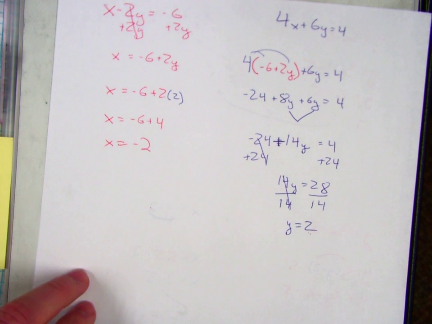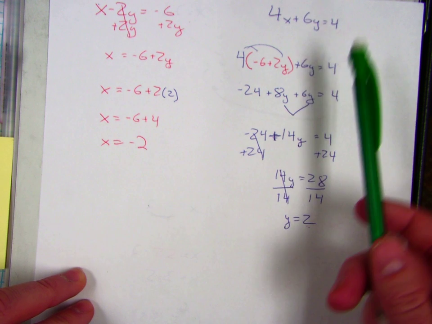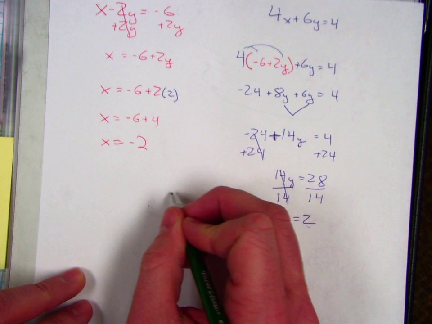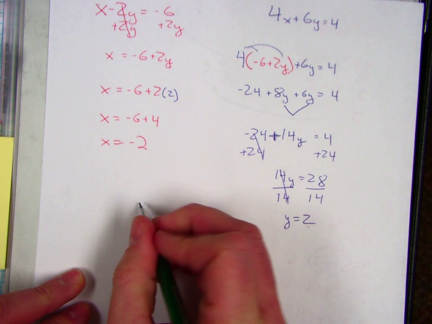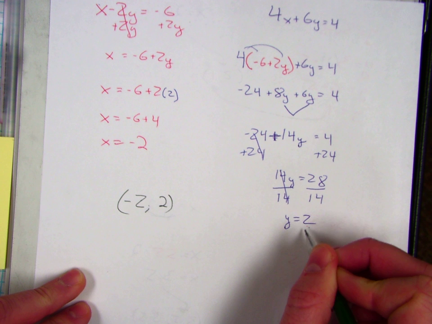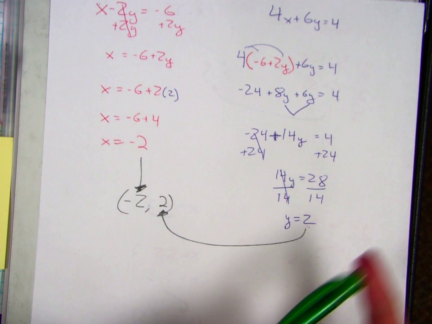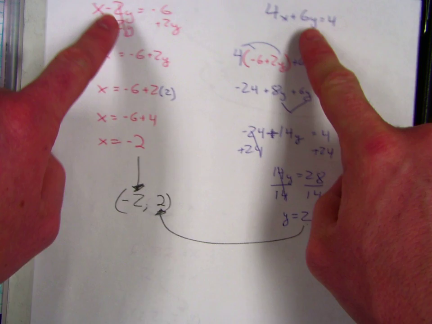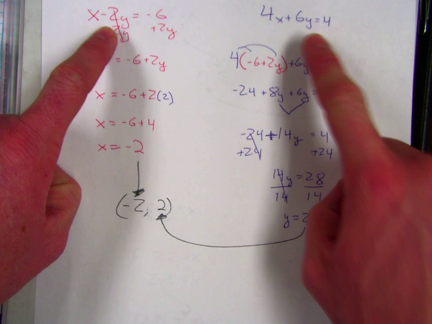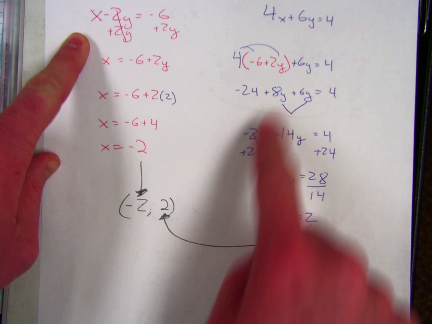So if I were to graph these two lines, by solving them for y, putting them in slope-intercept form and graphing, they would intersect at the ordered pair negative 2, 2. And so that's how you solve a system of equations when both equations are in standard form. You have to pick a variable. I chose the x because it's the easiest to solve for, and then go from there.